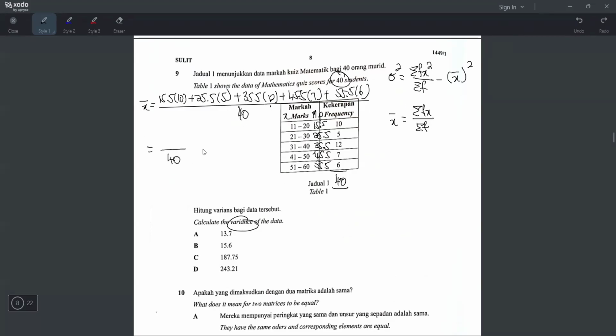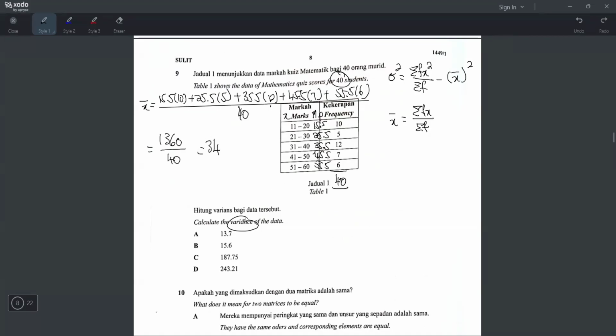So now we will press all this and then see what we get. Okay, let's press 15.5 times 10 plus 25.5 times 5 plus 35.5 times 12 plus 45.5 times 7 plus 55.5 times 6. Okay, my calculator gives me 1360. All right. So 1360 is not the answer. You still have to divide by 40, right? So let me press divide 40. Okay, my calculator gives me 34. So that's the mean, right?